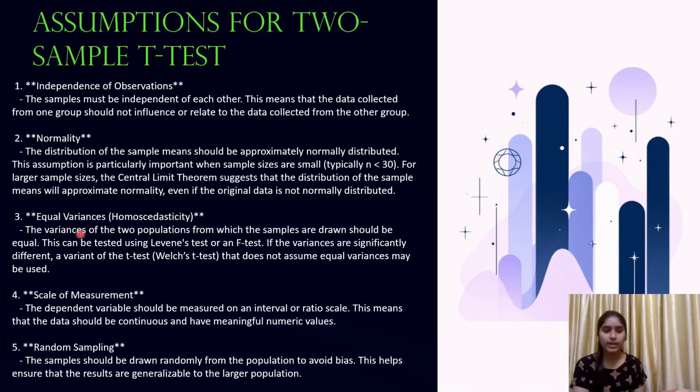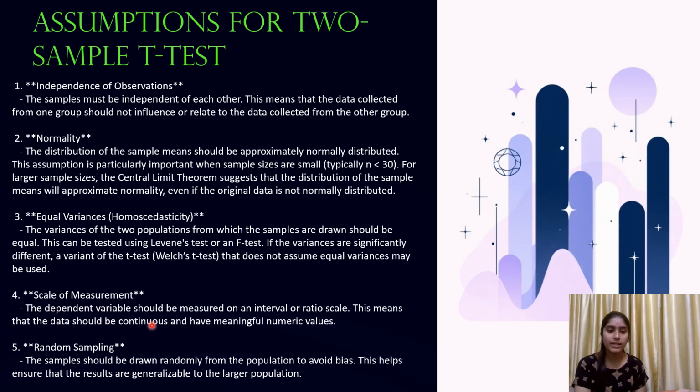Third one is equal variances. The variances of the two populations from which the samples are drawn should be equal. This can be tested using Levene's test or an F-test. If the variances are significantly different, a variant of the t-test, Welch's t-test, that does not assume equal variance may be used. Fourth, scale of measurement.